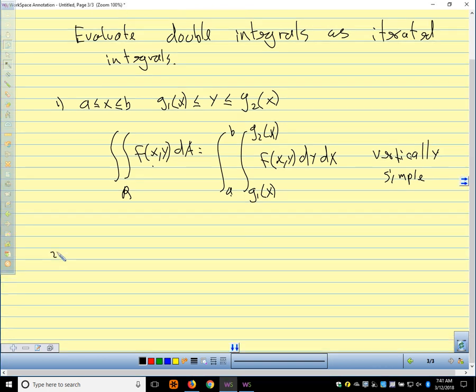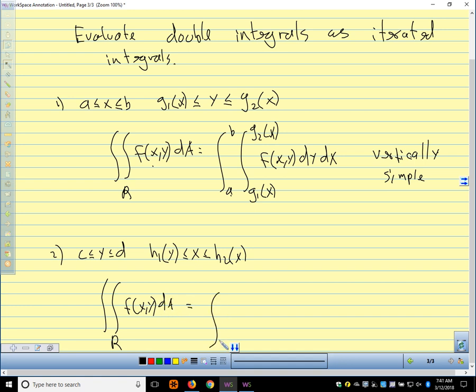And if we have a horizontally simple region, c less than or equal to y less than or equal to d, and h1 of y less than or equal to x less than or equal to h2 of y, then our double integral over our region of f of x, y dA is going to equal the integral from c to d, integral from h1 of y to h2 of y, f of x, y dx dy.